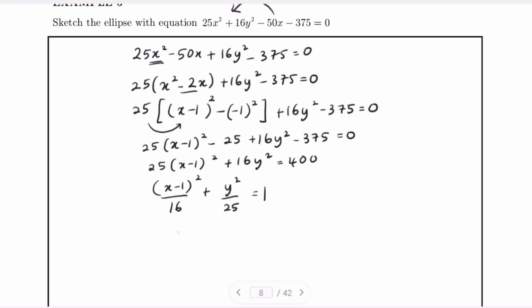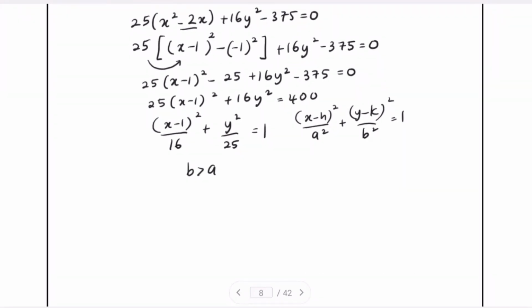So from here, we're going to compare with our formula. And we notice that our B is greater than A. So if B is greater than A, you know your ellipse will be looking like this. And you also know that your H will remain the same. So let's take a look at the center first. Our center is (1, 0).